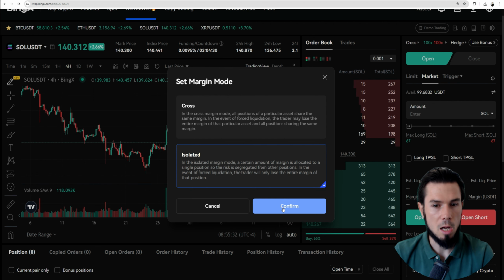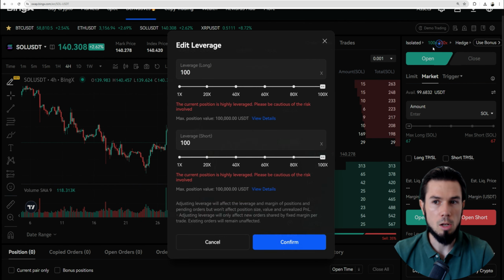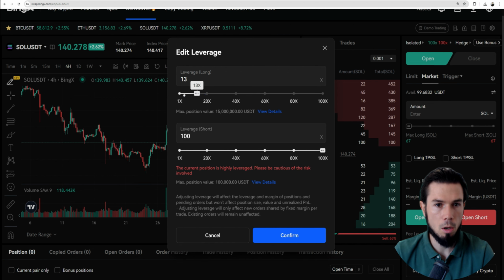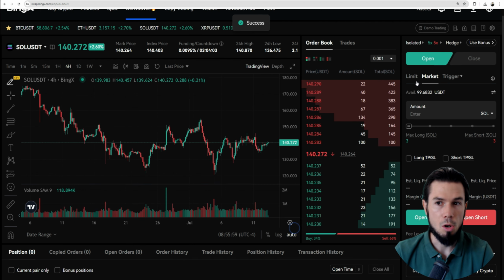Let's get into the isolated one and confirm. We're going to change the leverage. Like, we got to click on 100 and change basically the leverage. We're not going to trade on 100x. For example, let's put it on 5x long, 5x short. You can have a different value in between them. It doesn't matter. You can work on a 10x with a long and just 5x on a short. It doesn't matter at all. You have your max position value listed below, and you just confirm you're good to go.